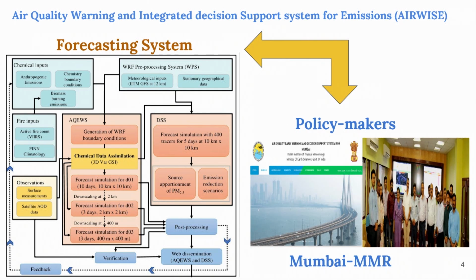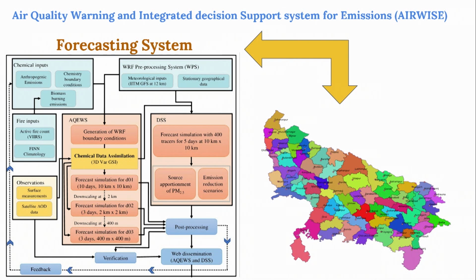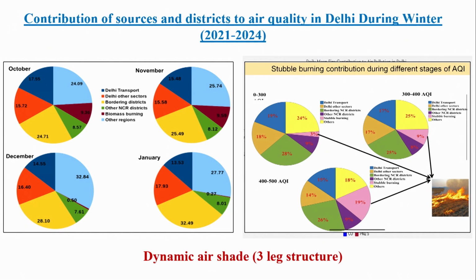Since we developed this model for the Commission, later on many state agencies also required a similar kind of system, and we have been extending this system for Mumbai, and hopefully it will be operational this season. Then we have also implemented this model for Jaipur, and will be implementing it for district-wise air quality management for a larger region of UP.